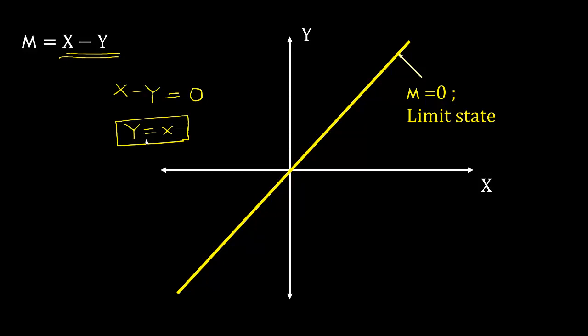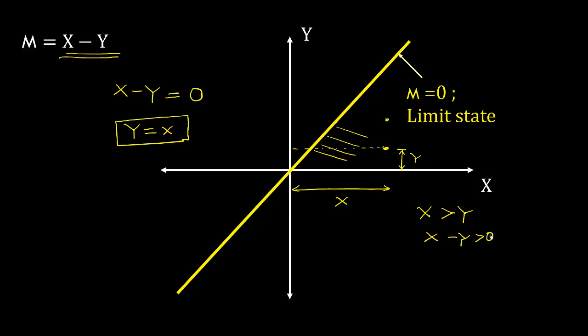Now consider a point on this side of the line. For this point, this is the X distance, that is the X coordinate, and this is my Y distance, that is the Y coordinate. You can see in this case X is greater than Y. So for all points in this region we will have X greater than Y, that is X minus Y greater than 0. So we will have this side as the safe region.